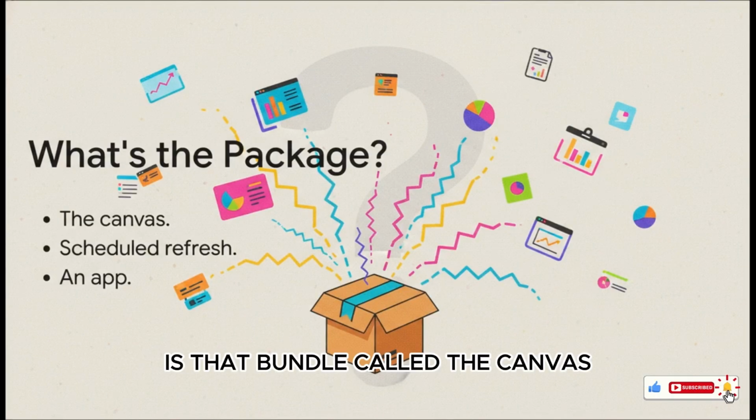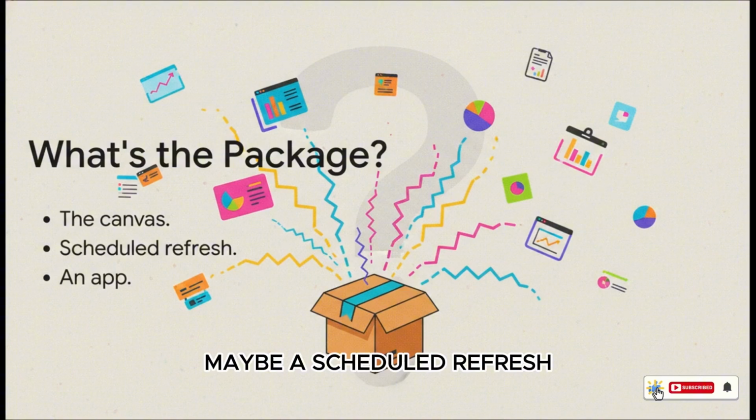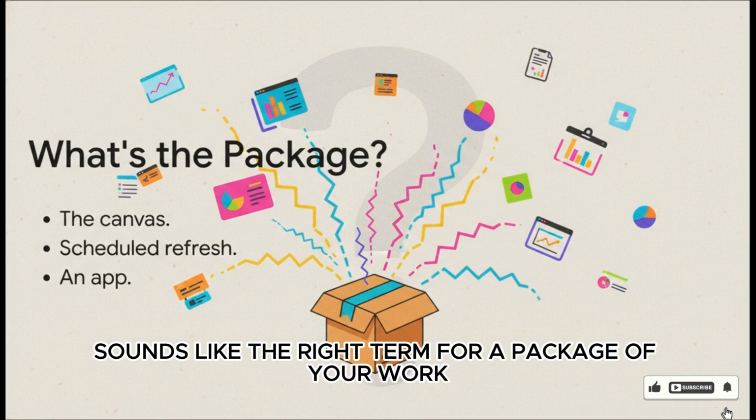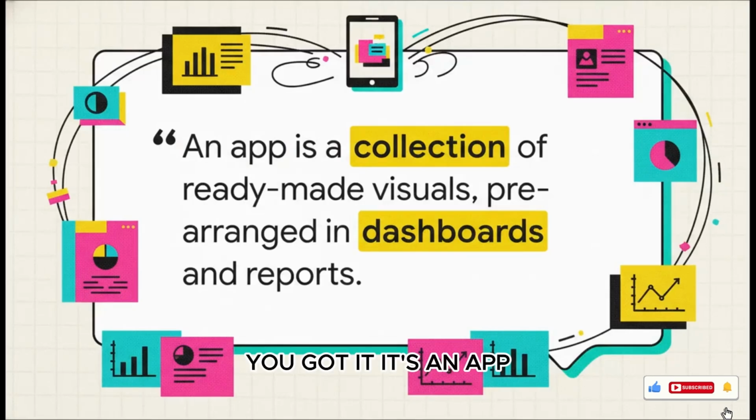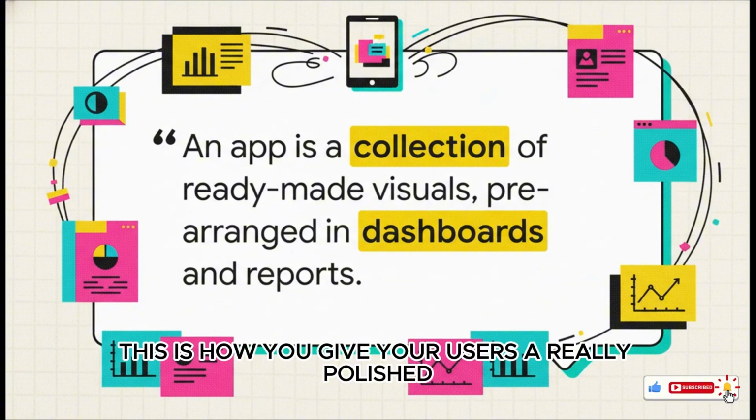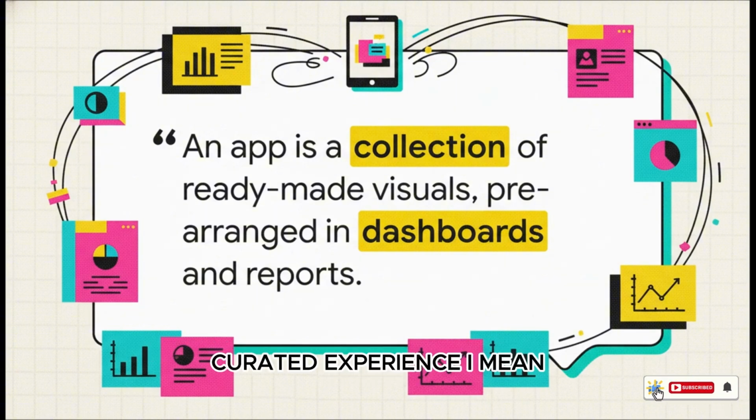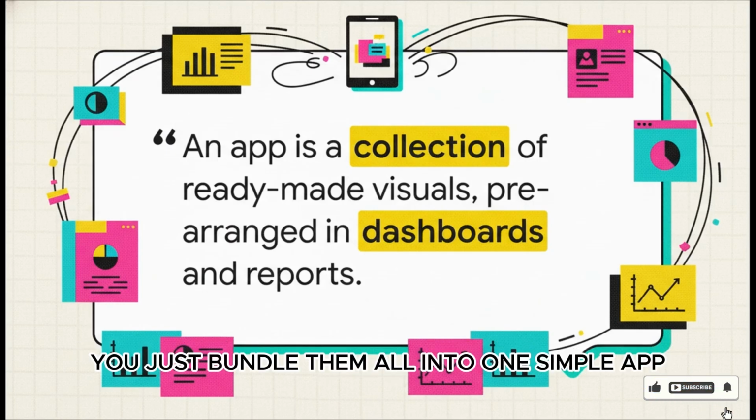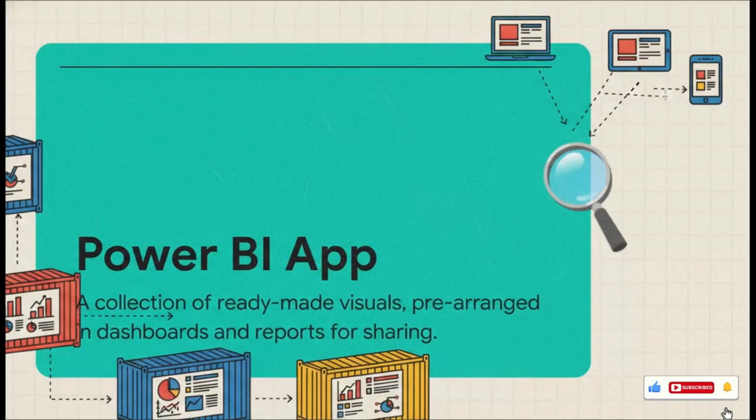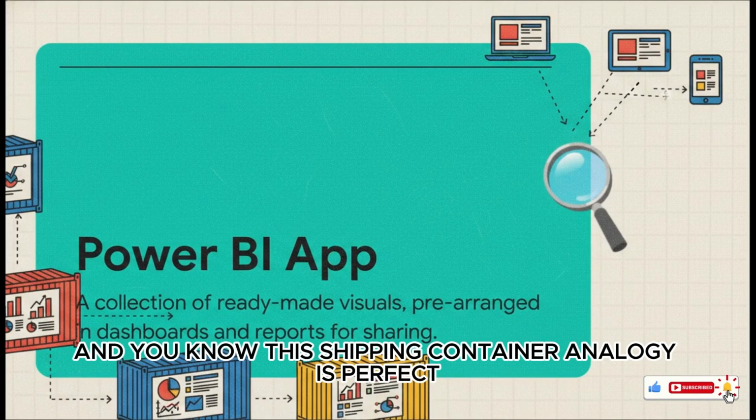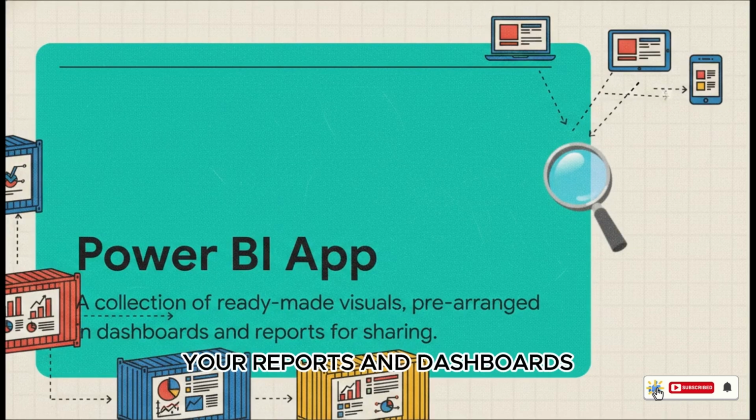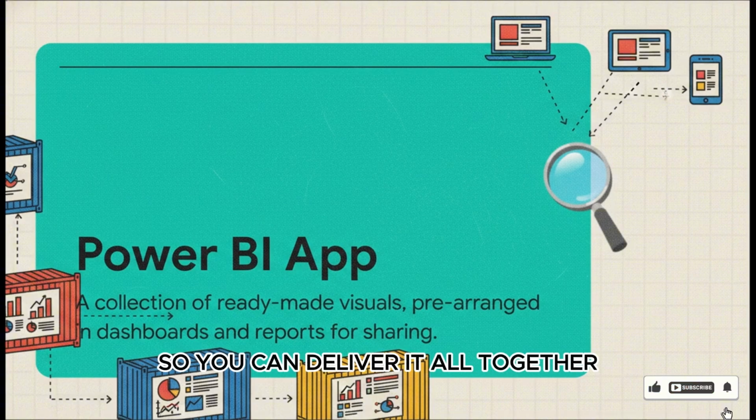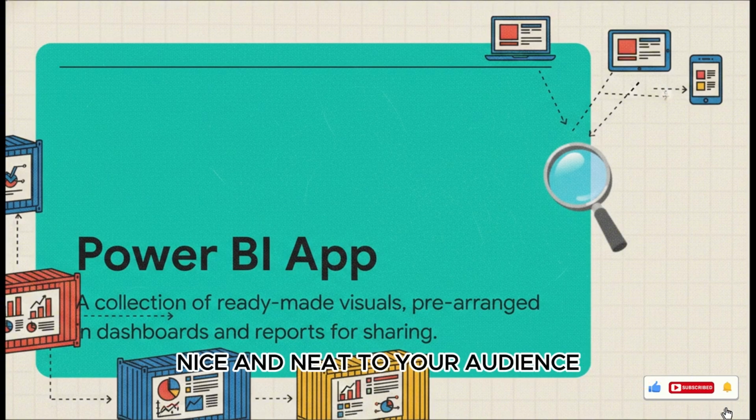Is that bundle called the canvas? Maybe a scheduled refresh? Or is it simply an app? Which of these sounds like the right term for a package of your work that you'd share with other people? You got it. It's an app. This is how you give your users a really polished, curated experience. I mean, instead of sending them links to 5 different reports, you just bundle them all into one simple app for super easy access. And you know, this shipping container analogy is perfect. You've built all this amazing stuff, your reports and dashboards. Well, the app is just the container you put it all into so you can deliver it all together, nice and neat, to your audience.